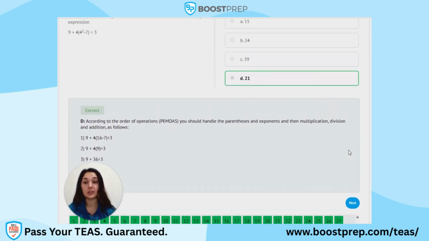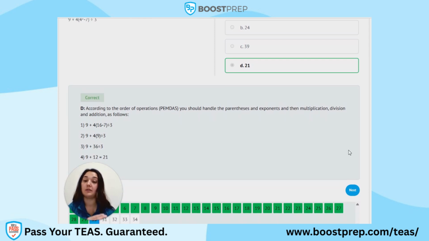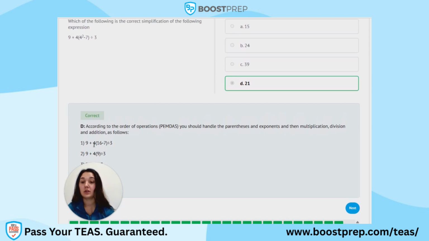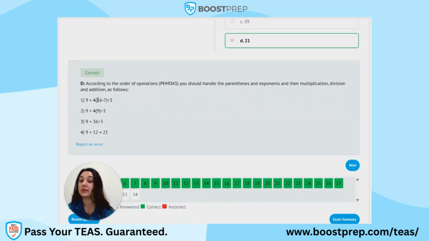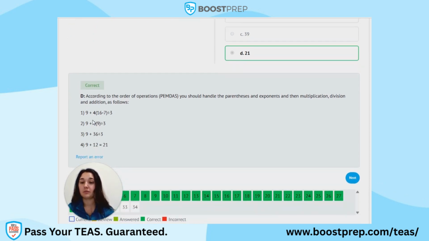So you use order of operations, which is PEMDAS. You should handle the parentheses and exponents, and then you multiply, divide, add, and subtract. So you handle the parentheses and exponents first, which gives you 9 plus 4 parentheses, 16 minus 7, because you did 4 squared, divided by 3. You do what's then in the parentheses, so 16 minus 7, that gives you 9. And then you do the multiplication, which was 4 times 9, that gives you 36. You divide that by 3. 36 divided by 3 is 12. And then you do the addition last. So 9 plus 12 is 21.